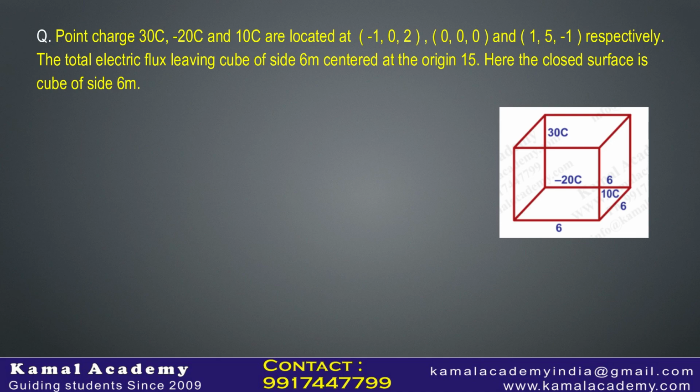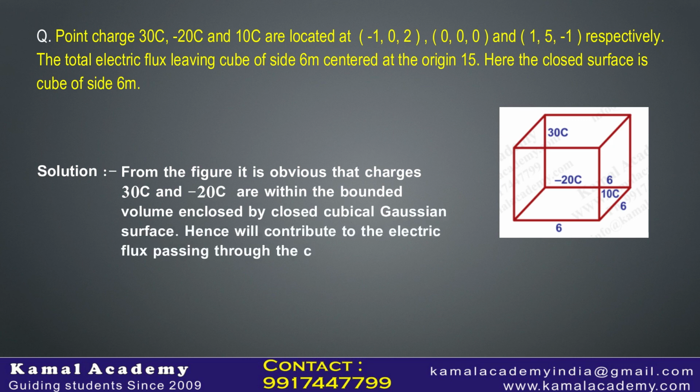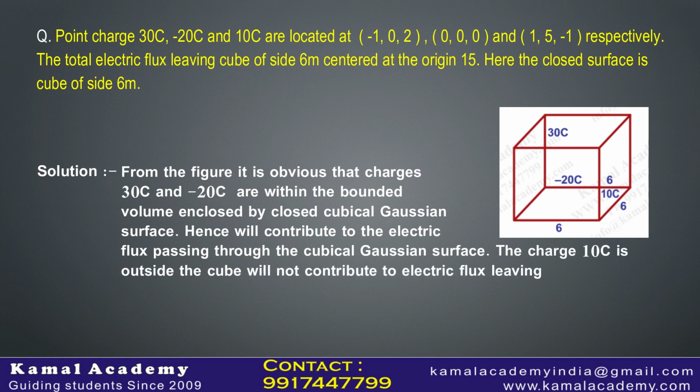So to determine the total electric flux passing through the closed cubical Gaussian surface, we have to determine the net charge present in the bounded volume enclosed by the cubical Gaussian surface. From the figure it is evident that the net charge in the bounded volume is 30 coulomb minus 20 coulomb, which is 10 coulomb.